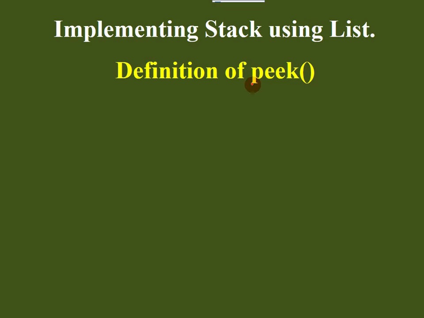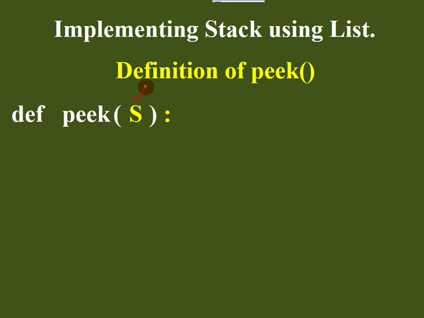Now let me define the function peek. What's the meaning of peek? The peek function returns the topmost element of stack implemented using list. Remember, the peek function does not delete the topmost element, it simply returns the topmost element. In order to write a function, use the keyword def followed by name of the function, function symbol and colon.